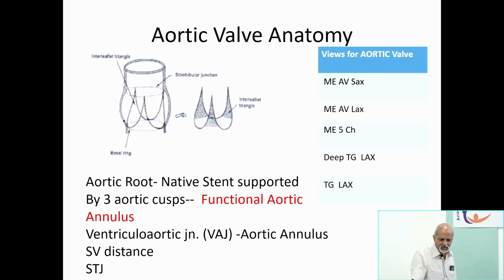And then the mid-esophageal five-chamber view, just to assess what is exactly happening, where the AR jet is going. Then the deep transgastric long axis and transgastric long axis views: if you can't get a deep transgastric long axis and you want to measure the aortic velocities, then it's the transgastric long axis view. And then finally, everything is coming to 3D.